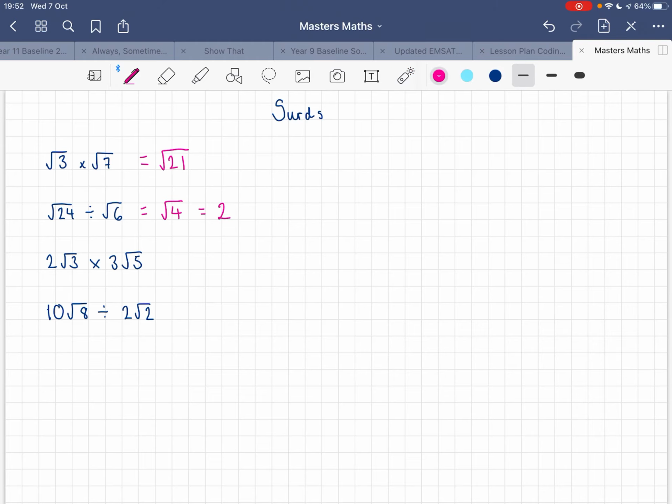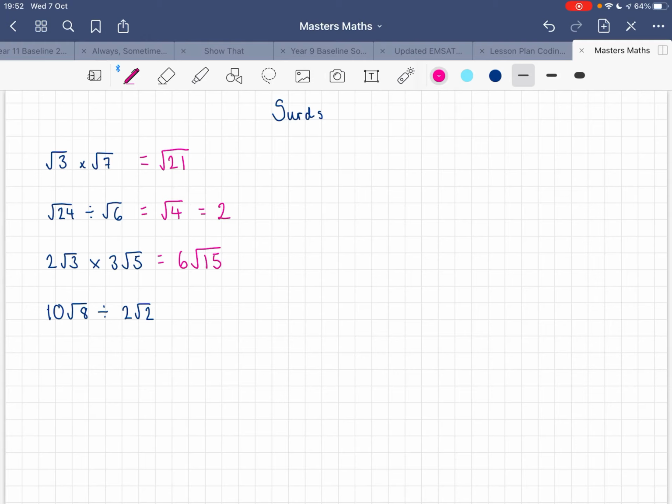Now this next example starts to get a little bit more complicated. We have the numbers inside the surd, but we also have some numbers outside the surd. And again, just like you would do with algebra, if you were multiplying 2x by 3y, you'd multiply the 2 and the 3 and that would give you 6. And you'd multiply the x and the y and that would give you xy. Same thing applies here. So we multiply the numbers outside of the surd. So we multiply the 2 and the 3. That gives you 6. And then you multiply the numbers inside the surd. So 3 times 5 is 15.